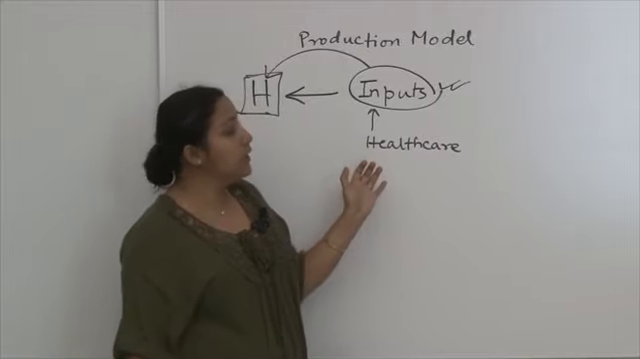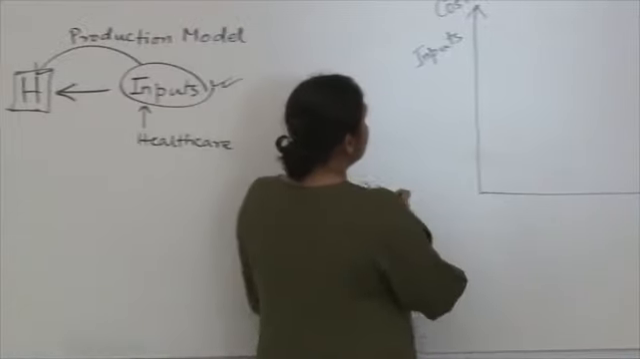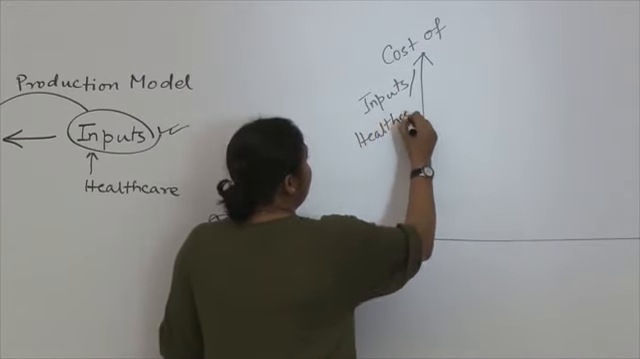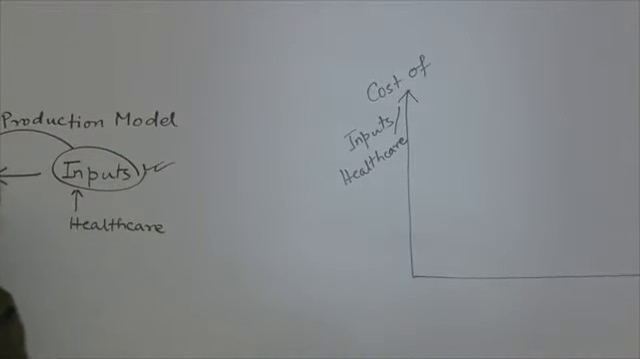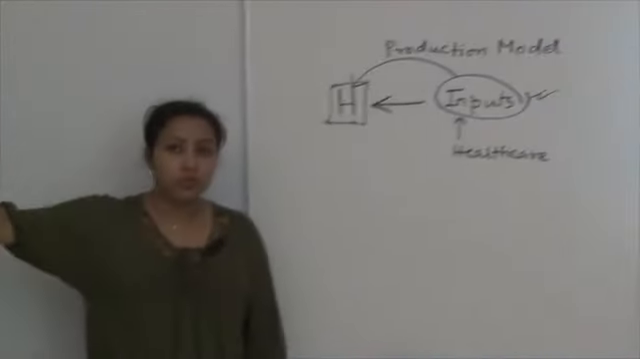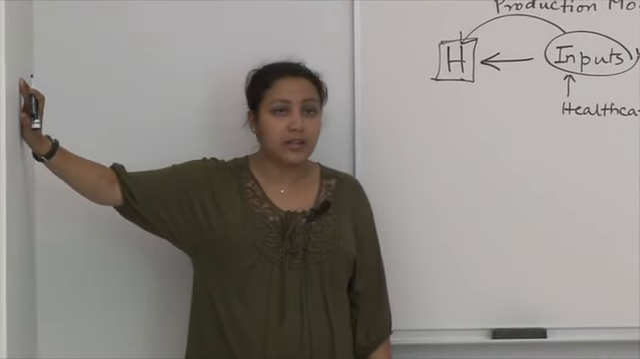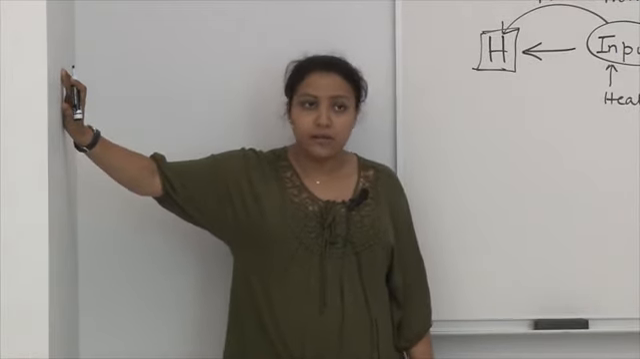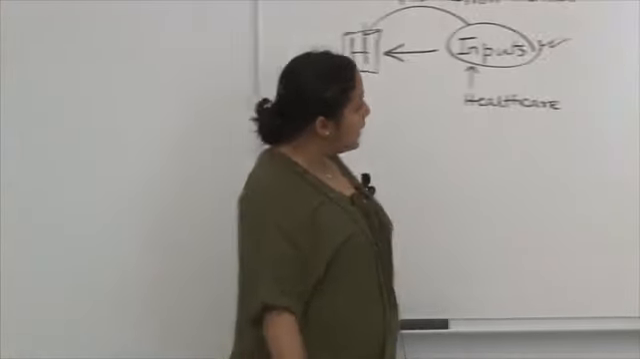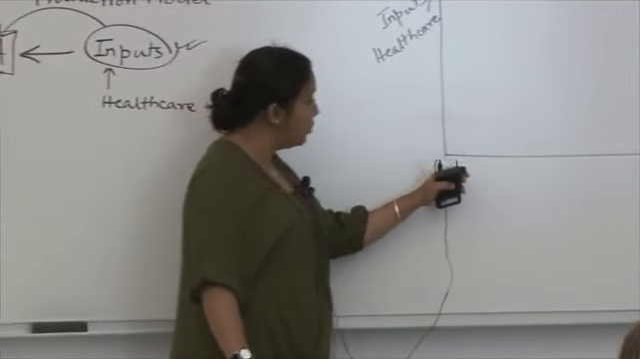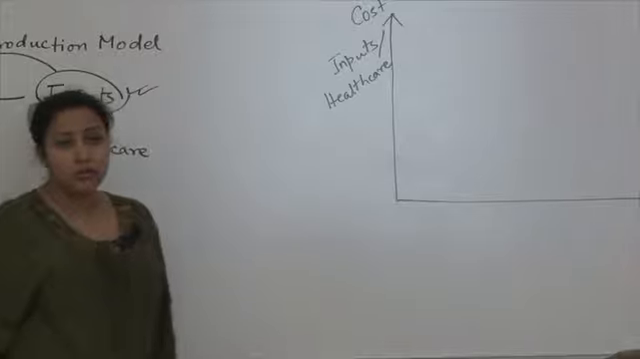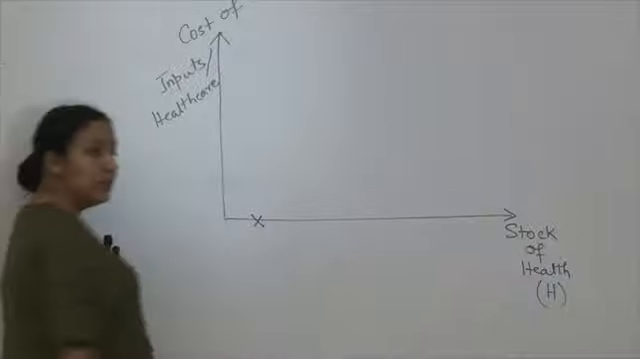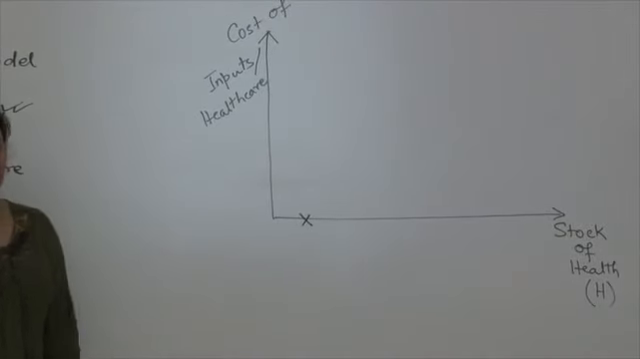So it is basically the cost of inputs, or in other words, the cost of health care. But I want to remind you that health care is just one input here. There could be other inputs, like diet, exercise and things like that. Healthcare is just one aspect of the inputs, but we are concentrating on healthcare. Now, if I look at the two axes, logically, if someone has a low stock of health, would his investment or his cost of inputs be high or low?